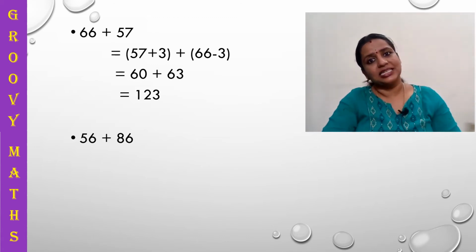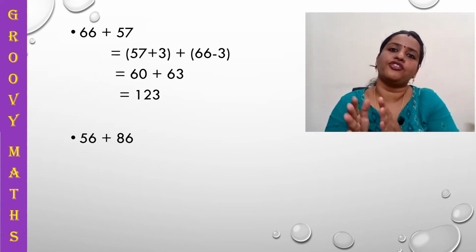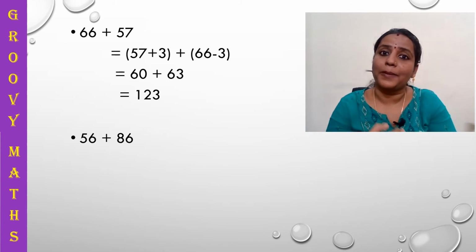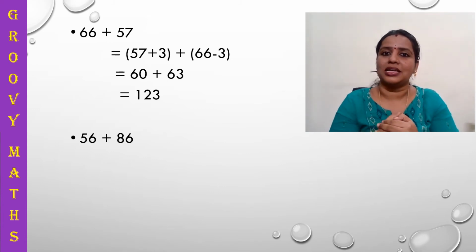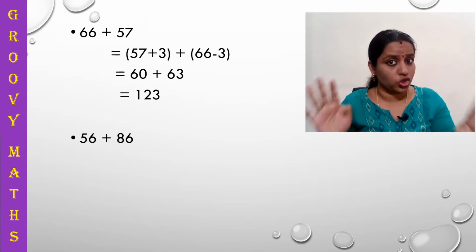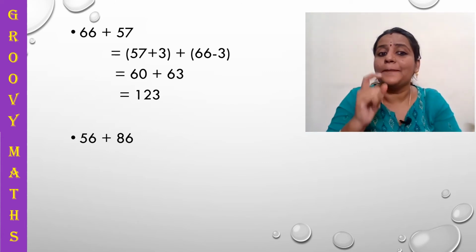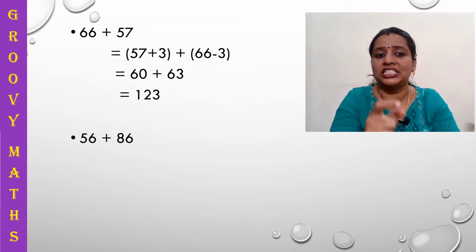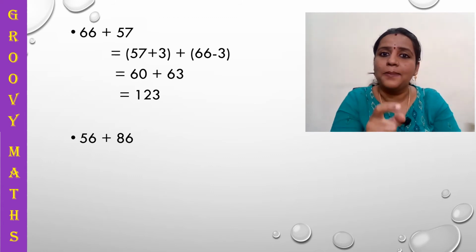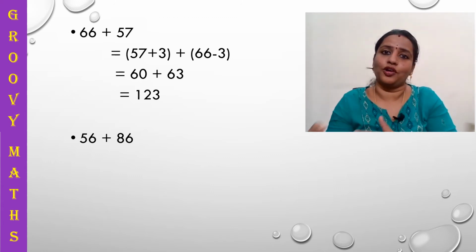56 plus 86 is my next sum. Okay. Now what I'm supposed to do? I have to make my larger number. See here, 56 also ends in 6. 86 also ends in 6. So what I'll do here, I'll make my larger digit. Which is the larger digit here? The larger digit here is 86. I'll make my 86 a multiple of 10.